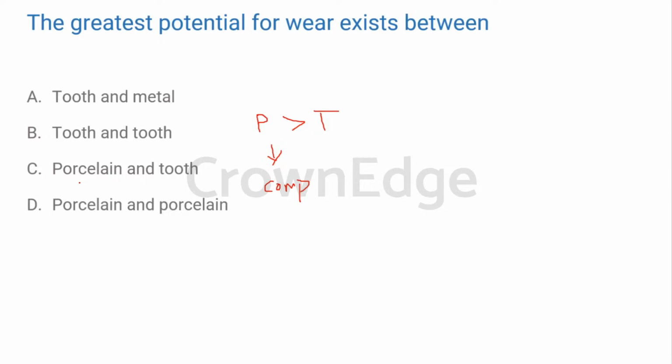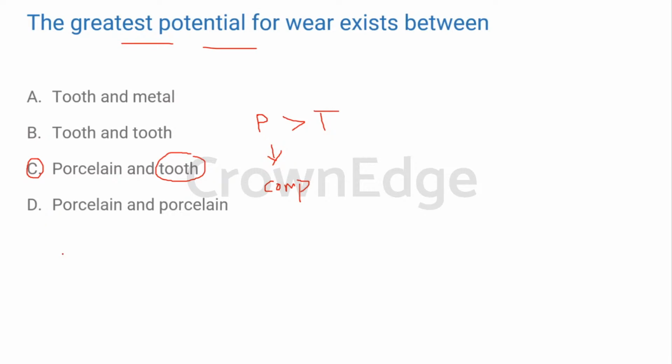So the problem is that ideally what we give is a tooth versus a metal, or a porcelain versus a porcelain, so as not to wear off the good natural tooth. So the greatest potential for wear exists normally between a porcelain and a tooth. That is where it is most common.